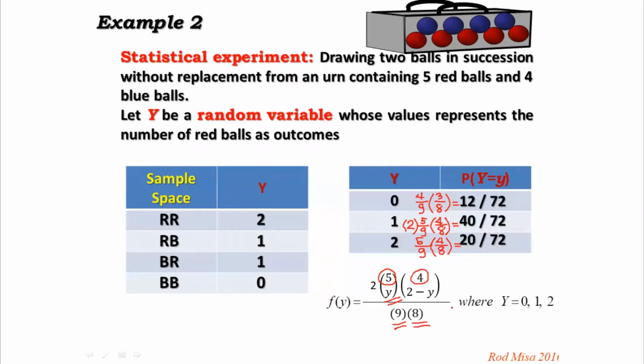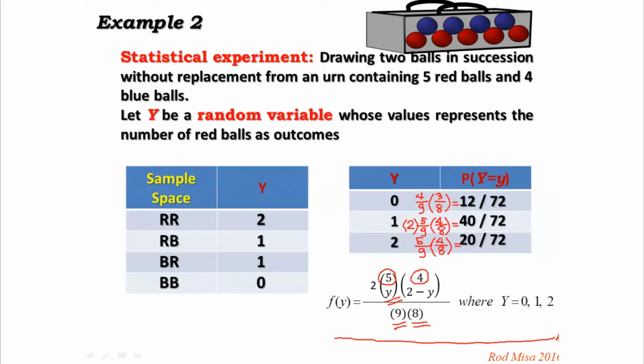So this formula represents a probability distribution since it contains 2 parts here: the values of the random variable and its corresponding probabilities, which are represented by the formula f of y, which we call in the discrete random variable the probability mass function, or in short, PMF.